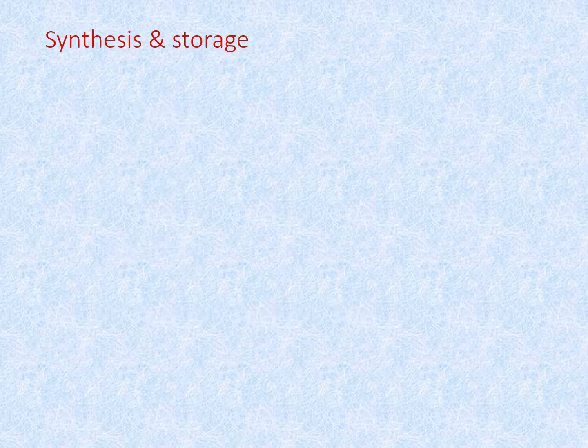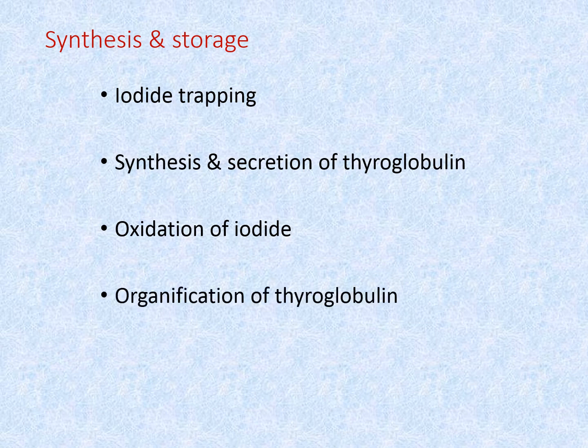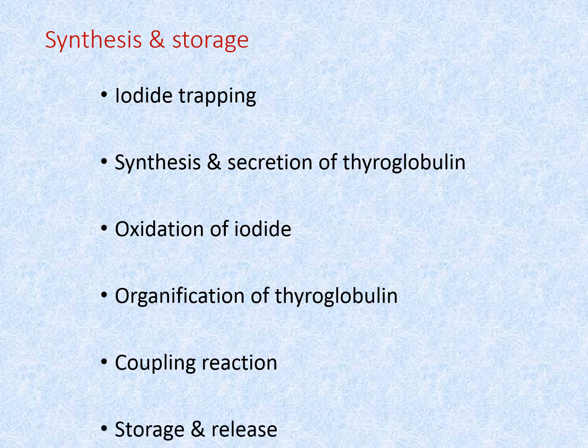Basic steps in the synthesis of thyroid metabolic hormone. First of all, iodide trapping. Second, synthesis and secretion of thyroglobulin. Third, oxidation of the iodide. Fourth, organification of the thyroglobulin, coupling reaction, and lastly, storage and release of the thyroid metabolic hormone. So these are the basic steps of the synthesis of thyroid metabolic hormone.